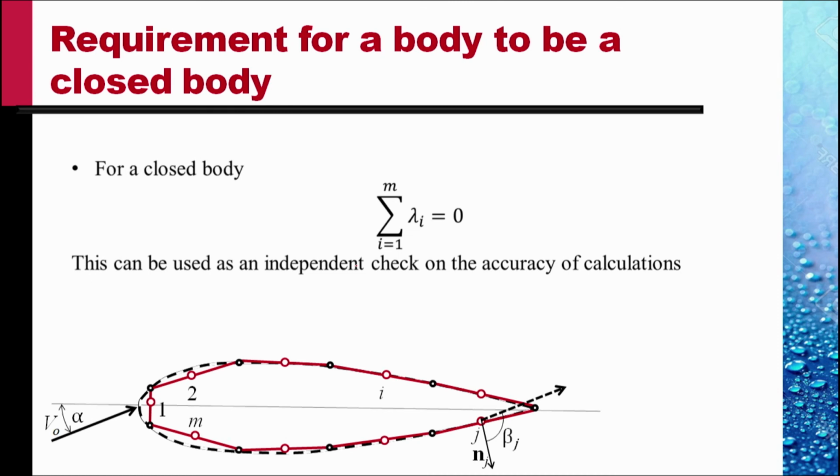Now, as was said earlier, the net source strength for a closed body must be 0. So summation of lambda i over i from 1 to m should be 0. We have not used this equation earlier, so this can be used as an independent check on the accuracy of the calculations performed.